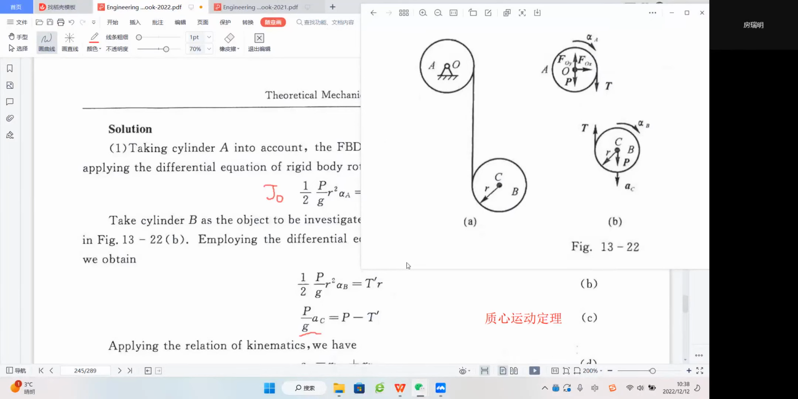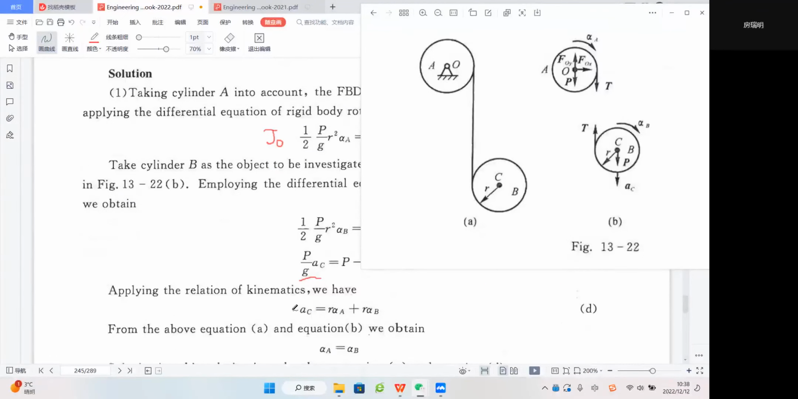We should try to give the solution, but before that, we should give the relationship between wheel A and wheel B. Actually, its relationship is this: AC equals R alpha A plus R alpha B. I think this relationship is difficult for you guys to understand. I will try to explain this to you.